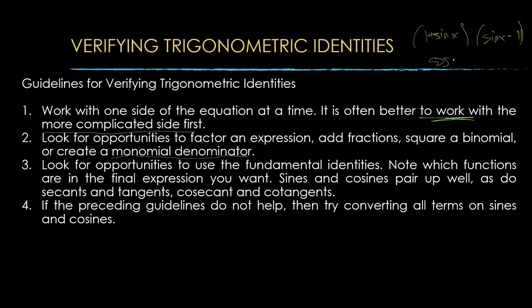So, cosine of x squared plus sine of x squared equals 1. Note which functions are in the final expression you want. What's your target? Sines and cosines pair up well, because of this identity. As do secant and tangent: 1 plus tangent squared is equal to secant of x squared. And cosecant and cotangent also have an identity. If the preceding guidelines do not help, then try converting all terms to sines and cosines.